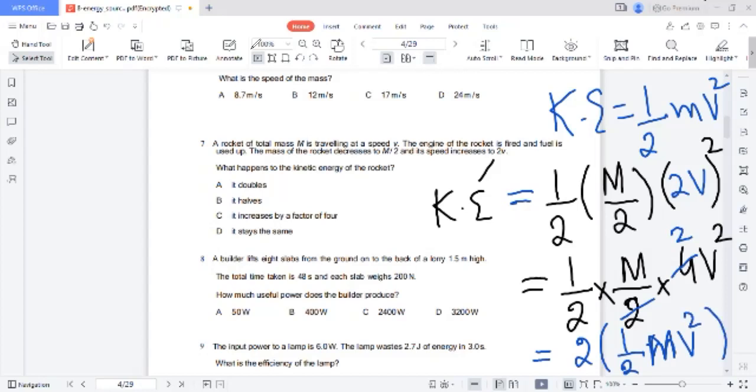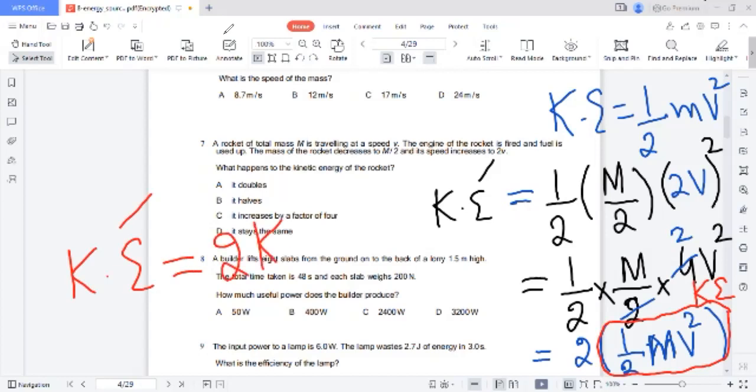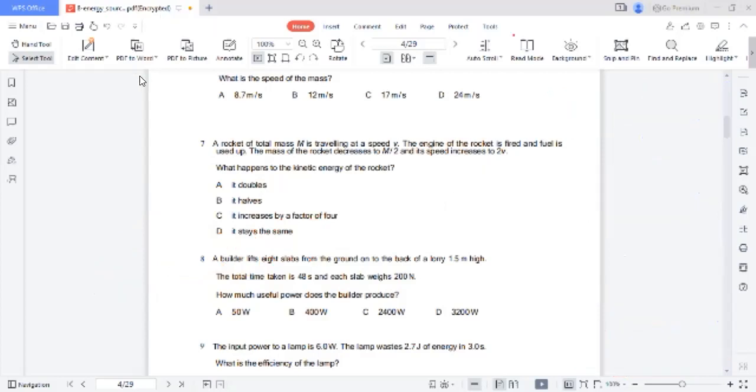So half mv square is the previous kinetic energy. So the new kinetic energy would be twice the previous kinetic energy. So it would be double. When mass is halved and speed is doubled, then overall the kinetic energy would be doubled. So our option is this one. It halves, it increases, it stays same. That's wrong. All are wrong options.